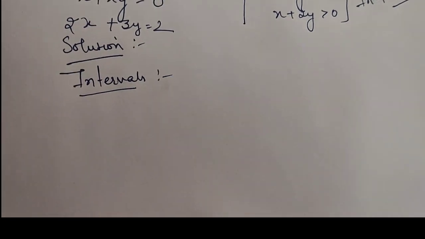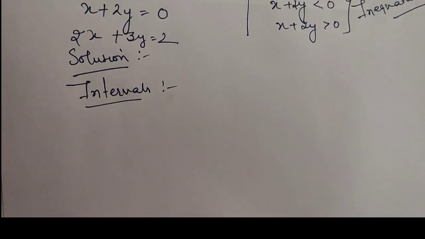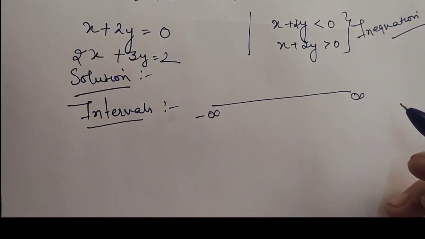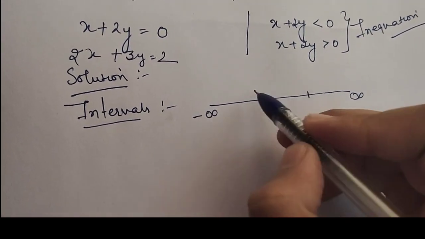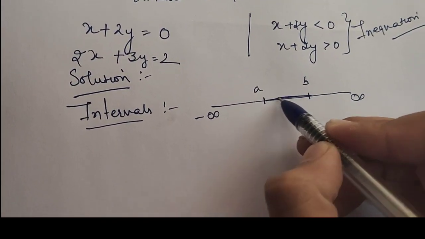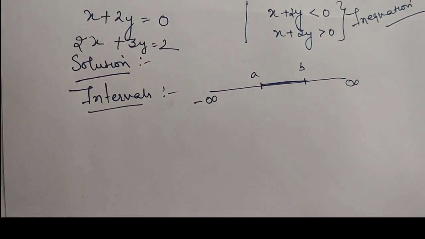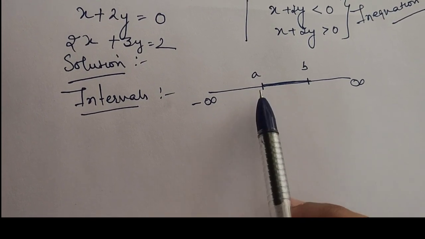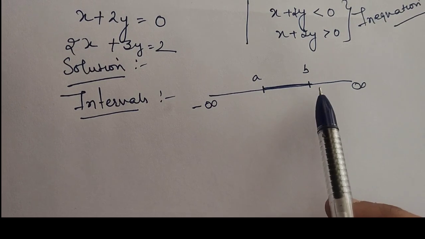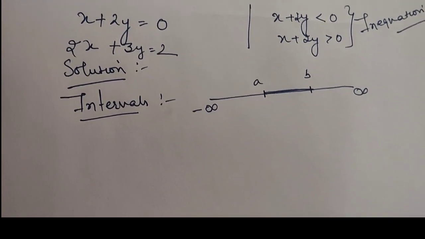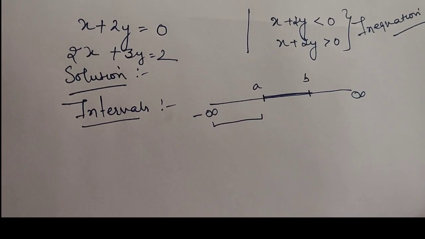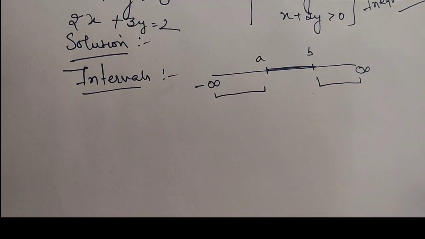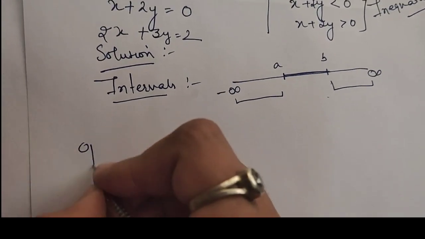What is an interval? An interval is a portion of a number line. If you have a number line, it's minus infinity to infinity. In between A and B, that's called an interval. It's a portion of the whole number line. The numbers that lie in between A and B form an interval. Minus infinity to A is a portion again, and B to infinity is a portion again. But intervals are of three types.